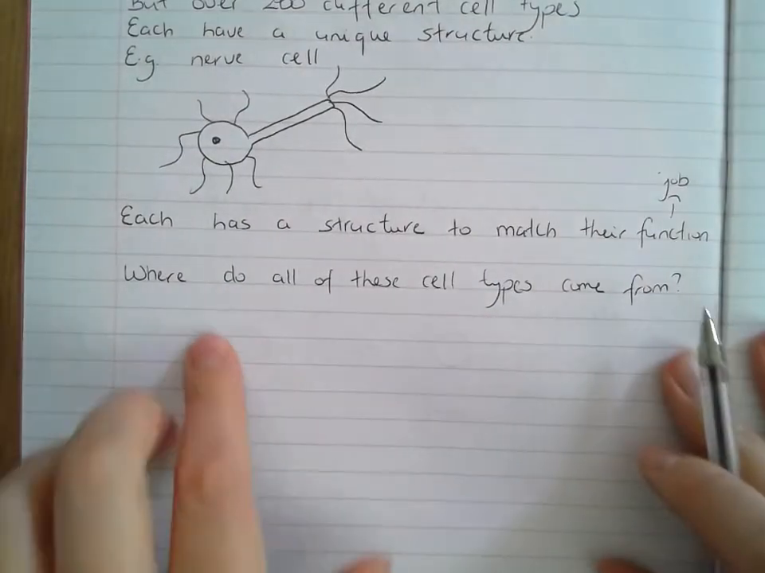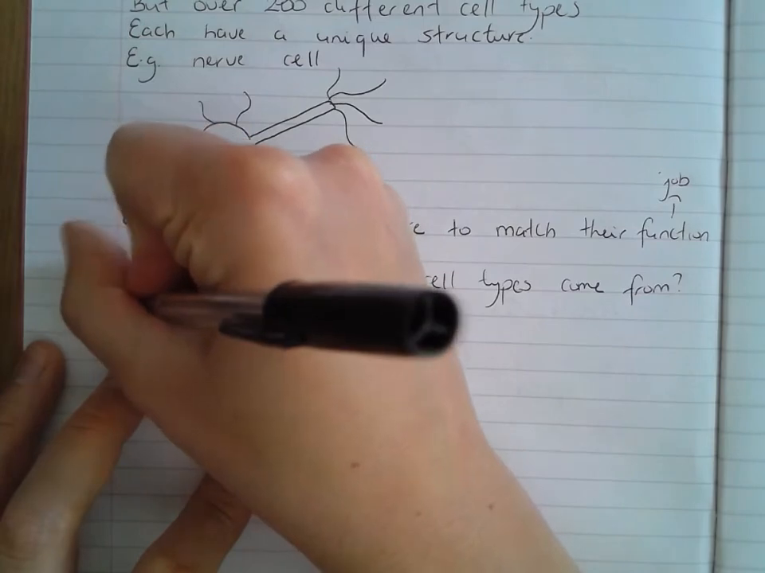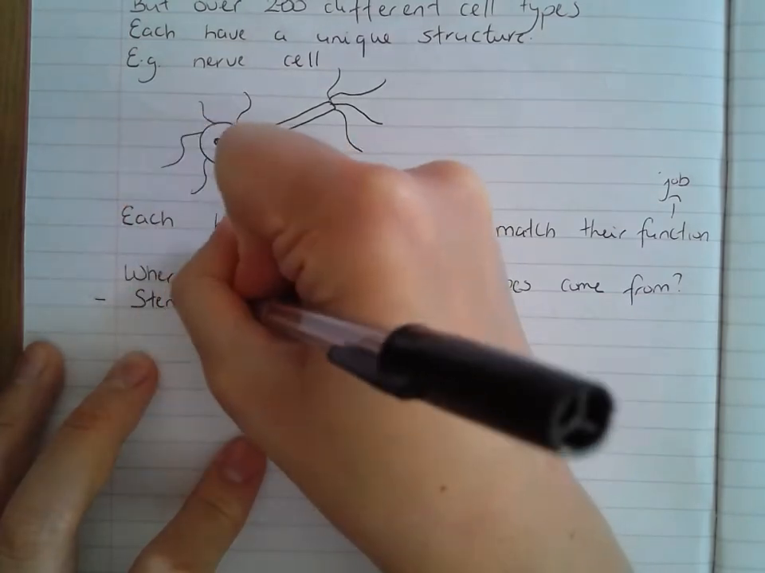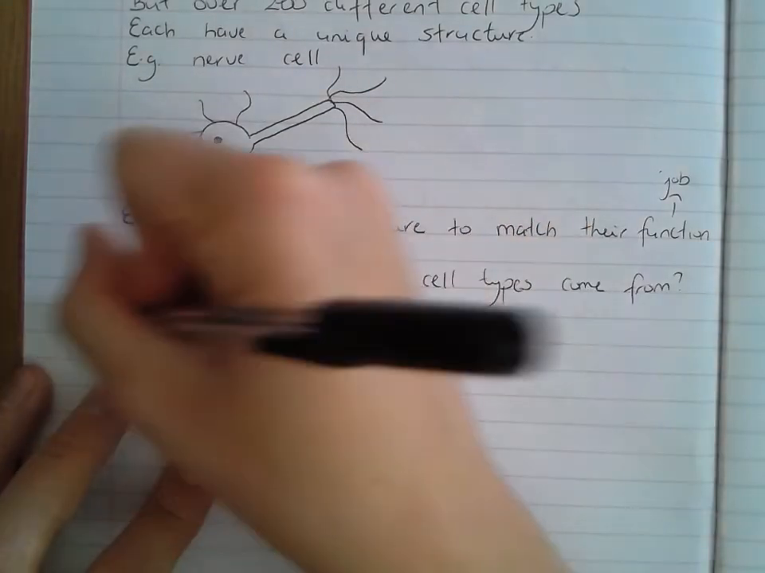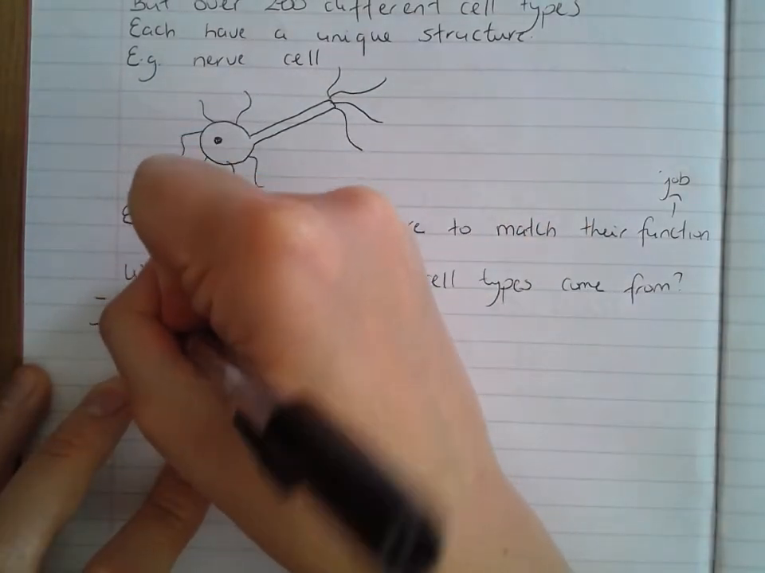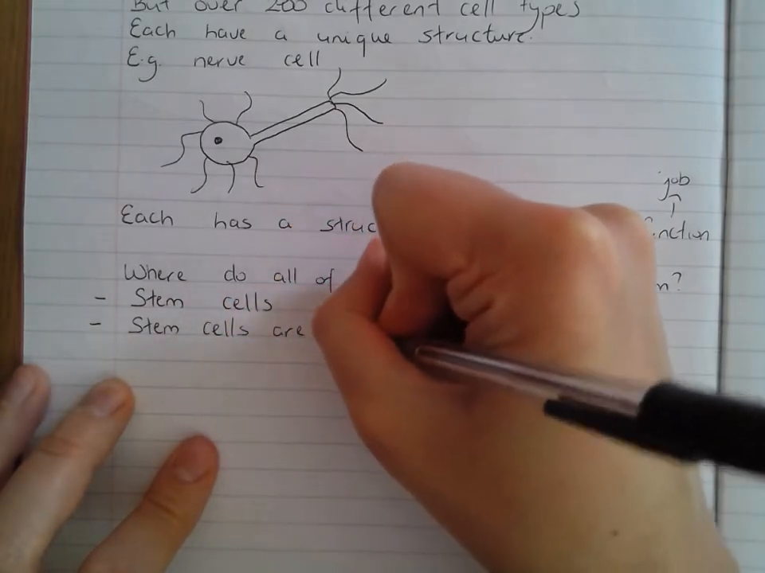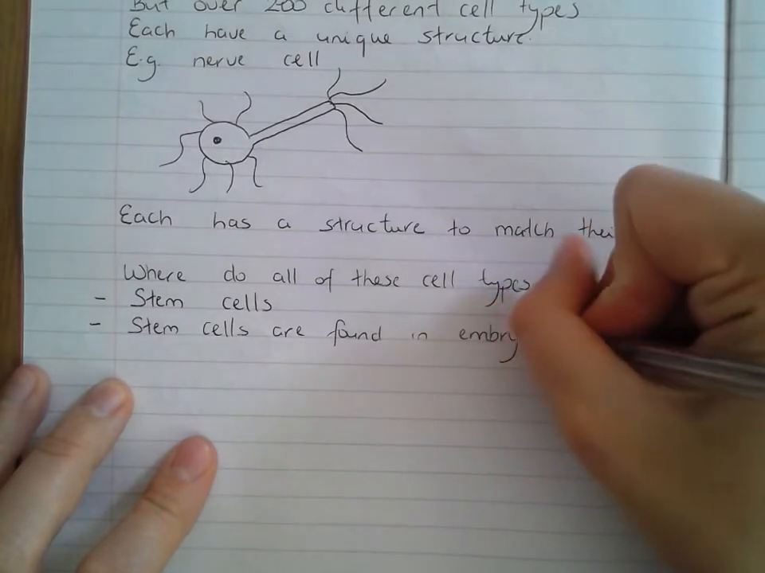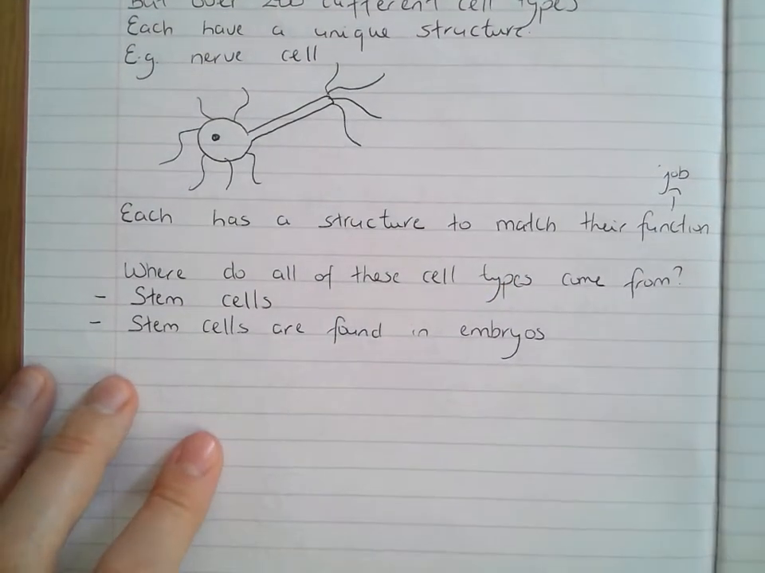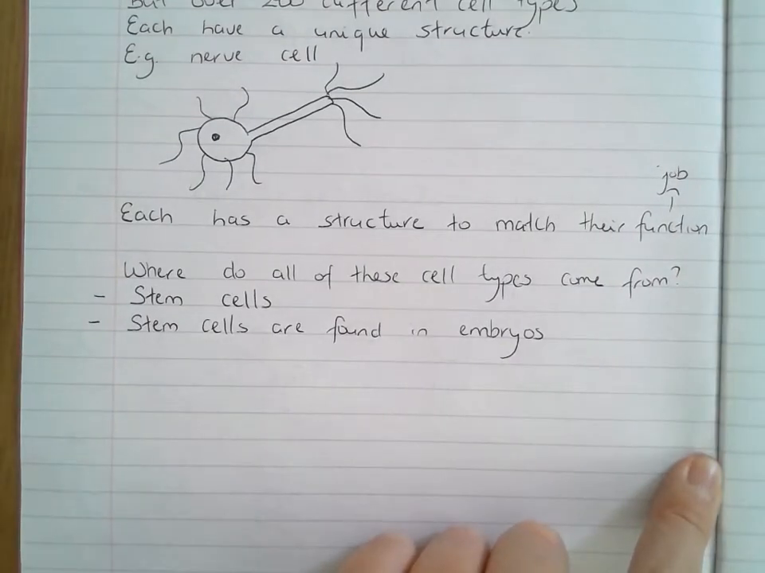Okay, so we're going to write, where do all of these cell types come from? And we are going to write stem cells. That's where we get all of the different cell types in our body, stem cells. And then underneath we're going to write stem cells are found in embryos. Okay, that's where we find them. We get all of these different cell types from stem cells, and we find stem cells in embryos.